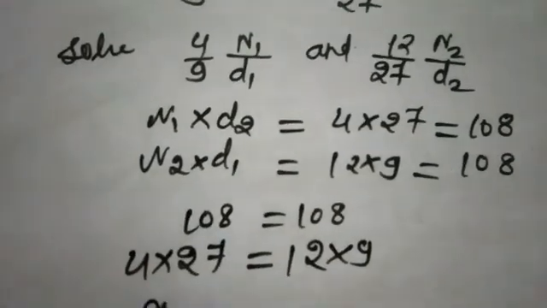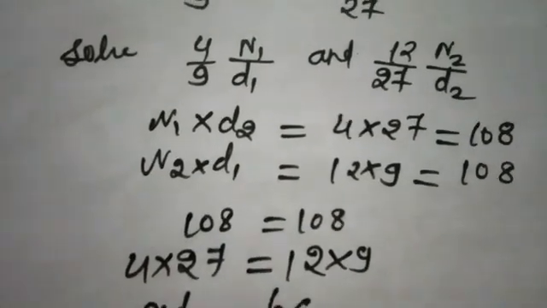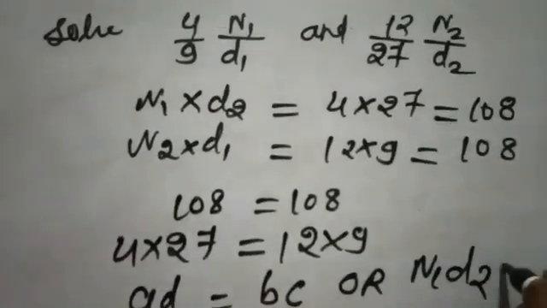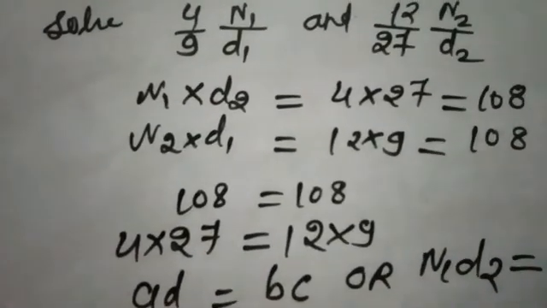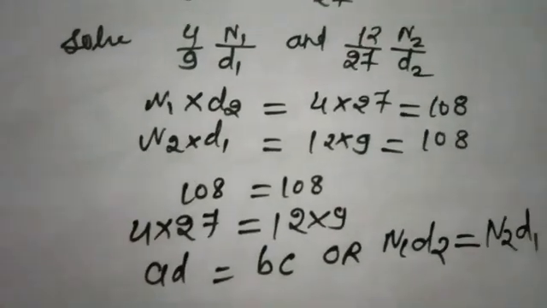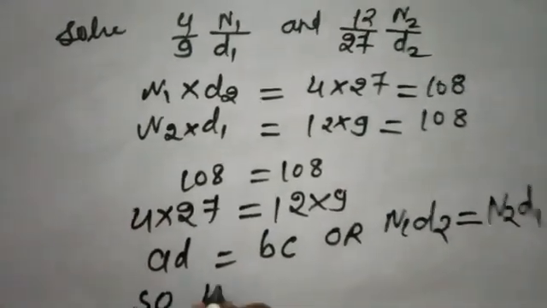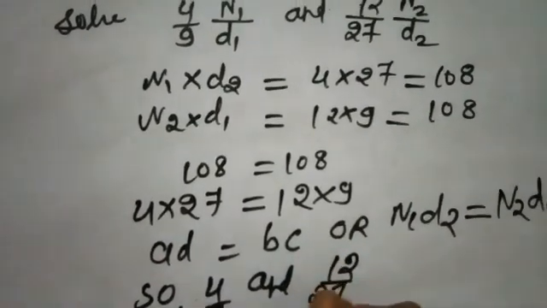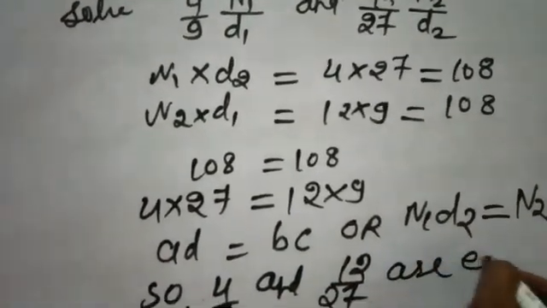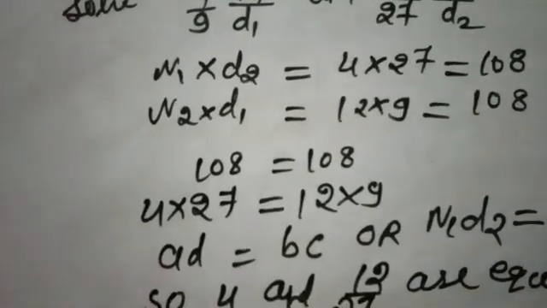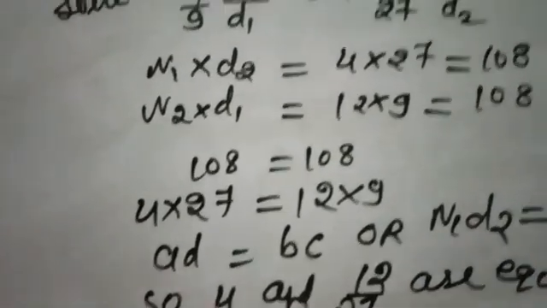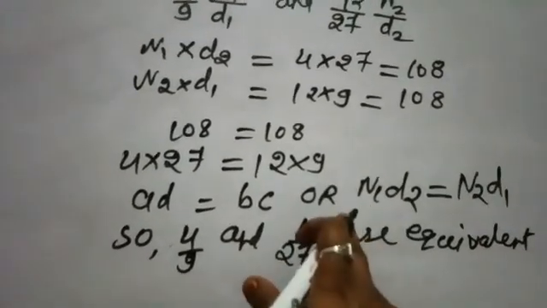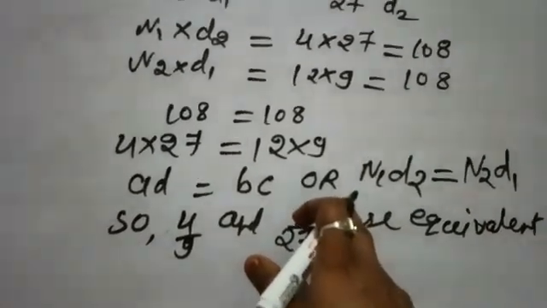It means AD equals BC, or we can say the first numerator into the second denominator is equal to n2 into d1. So what do we say, 4 upon 9 and 12 upon 27 are which type of fractions? It is equivalent fractions. With the help of these concepts, you can understand question number 2.